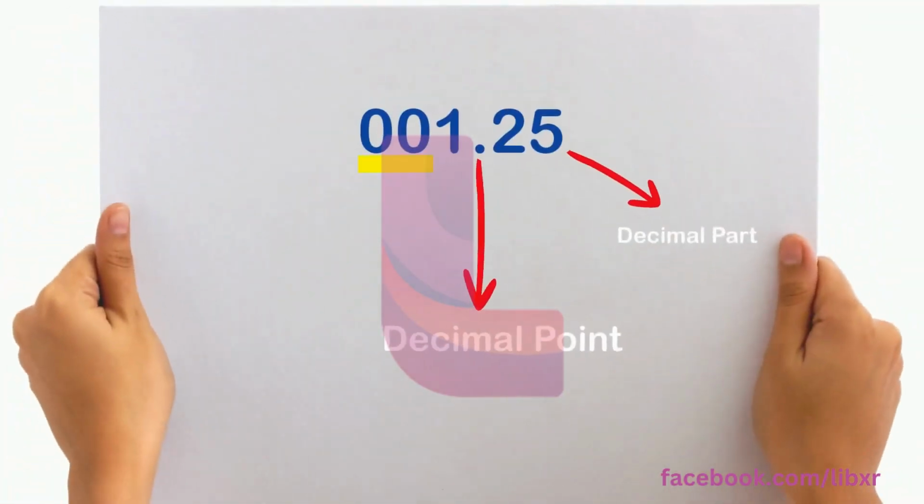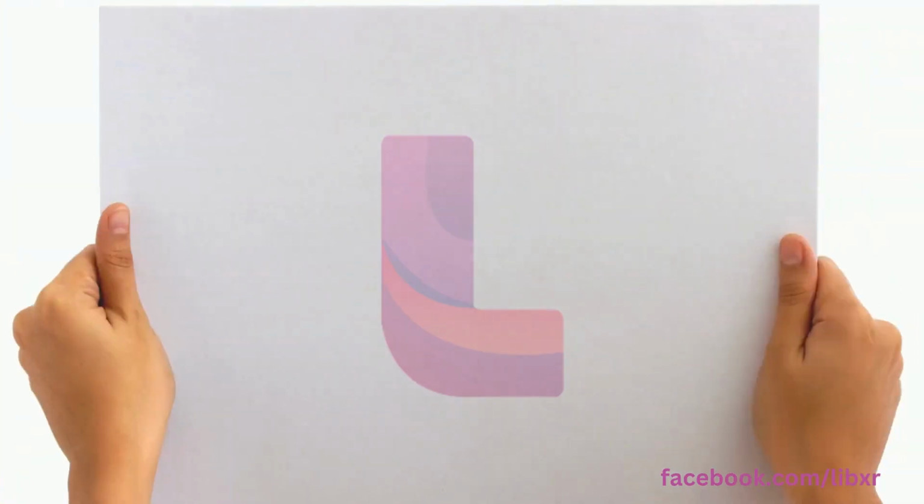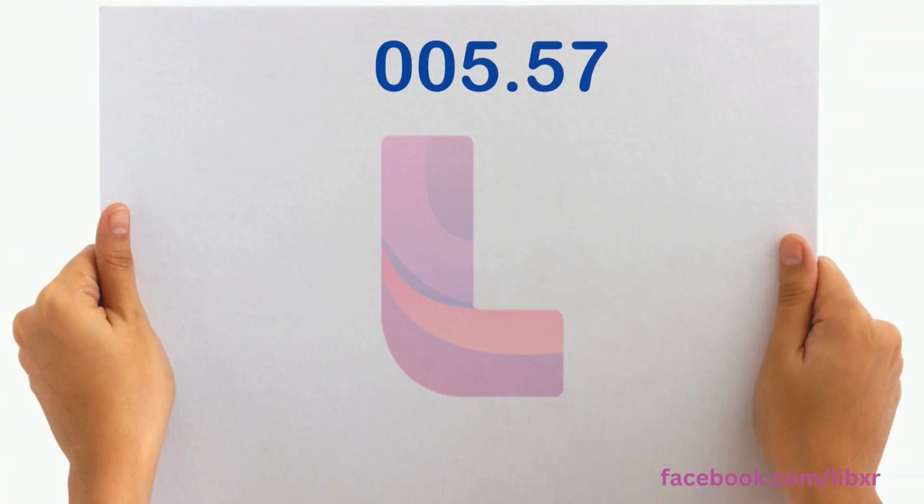Remember that zeros that come in the whole part on the left of the decimal point before a digit have no value. For instance, in 005.57, there is no value in the 2 zeros before 5 in the whole part, so we should simply write it as 5.57.